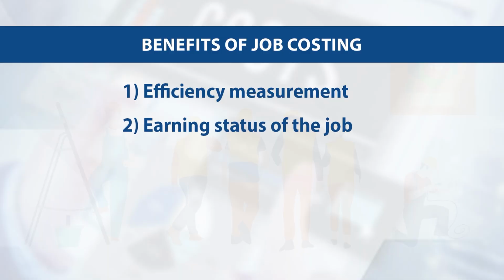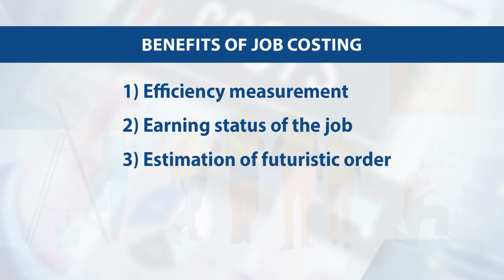Second, earning status of the job. The preparation of job card is useful to know the profitability status of the respective job. It ascertains the profit or loss made on each job. Third, estimation of futuristic order. It is possible that the business may receive some type of order in future, and due to job costing system, the cost and profitability of similar jobs can be taken up in future.